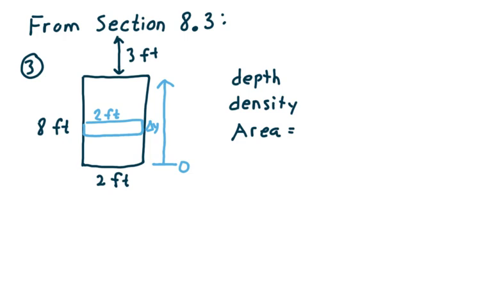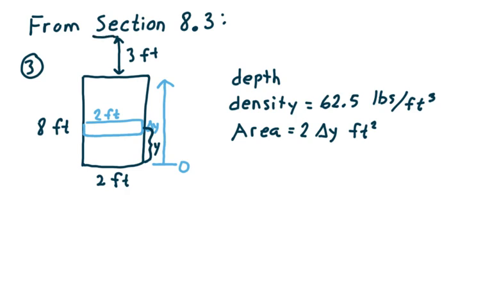Now, let's take density. The density is 62.5 pounds per cubic feet. The area is 2 delta y square feet. The depth, now, the distance from this rectangle to the bottom we'll call y. The distance from the rectangle to the surface up here turns out to be 11 minus y. Okay?